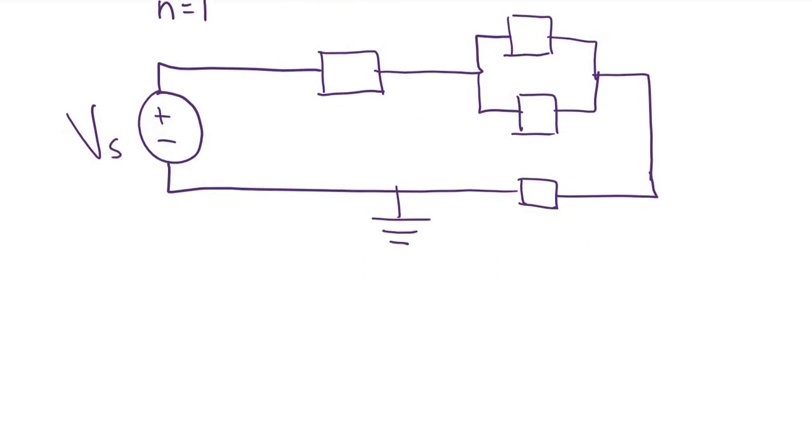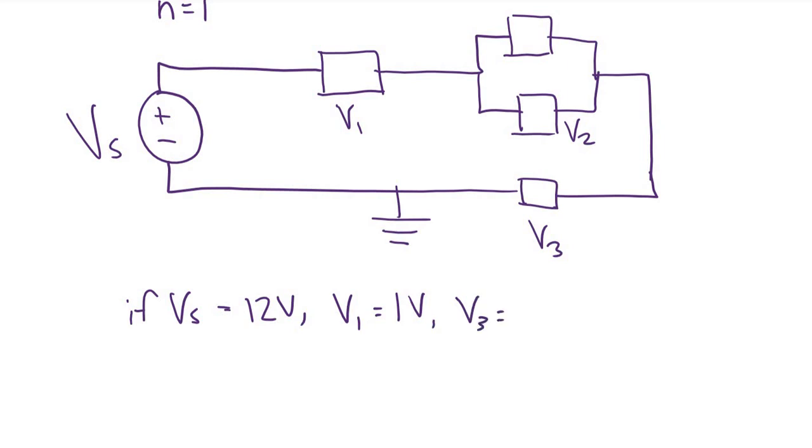And then we'll assign some voltages to these elements. We'll call this V1. These two elements are in series, so they will have the same voltage. We'll talk more about that later. V2, and V3. Okay, and say hypothetically we know most of these voltages, so let's say Vs equals 12 volts, V1 equals 1 volt, and V3 equals 6 volts. Find V2.